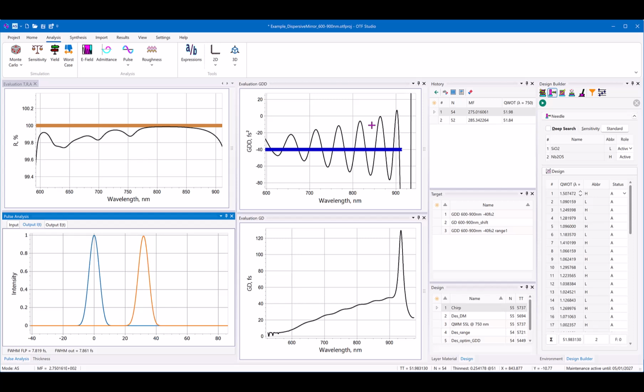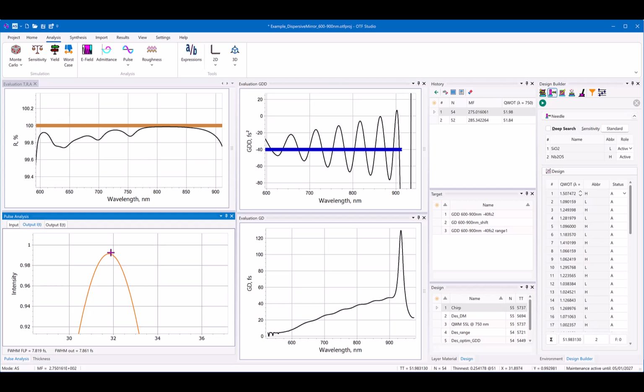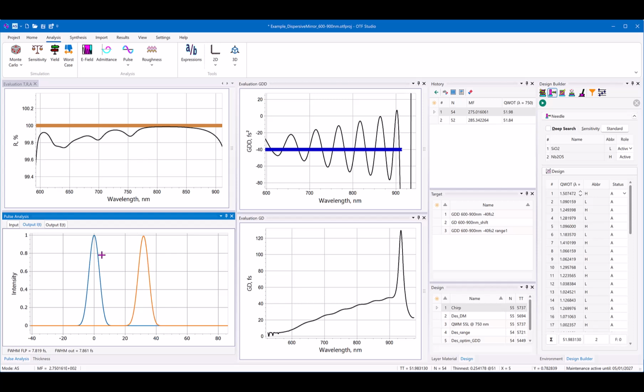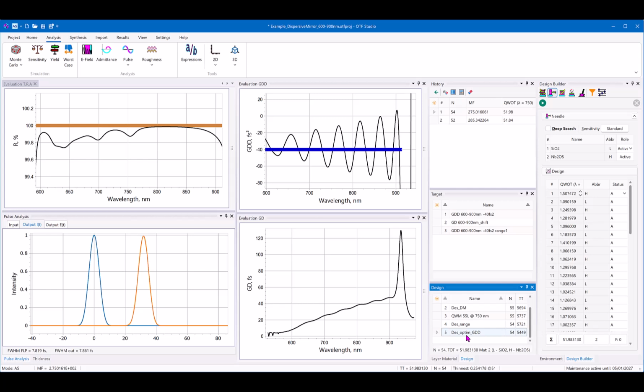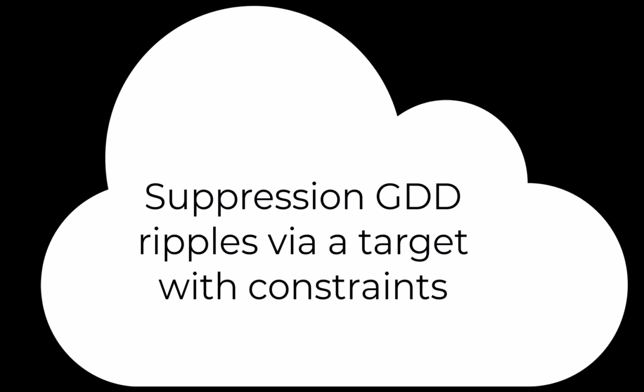And the reason for these losses is maybe a little bit higher oscillations in group delay dispersion, but nevertheless, although the oscillations are quite big, plus minus 40 femtosecond square, we have only 0.9% losses. This is a very small value. I will save this design. I saved this design and will try other solutions, other approaches for this design challenge.